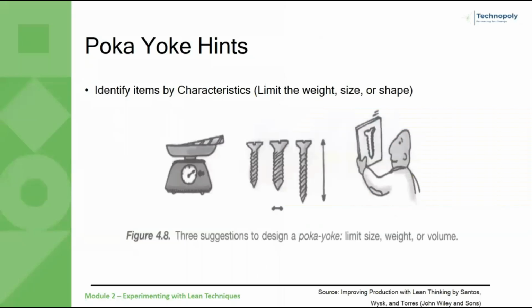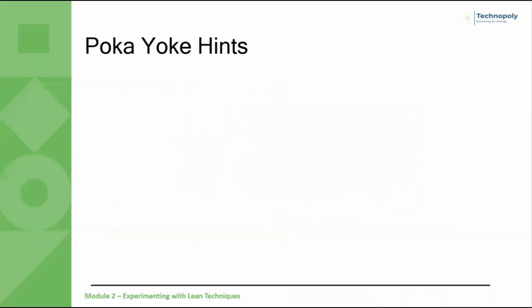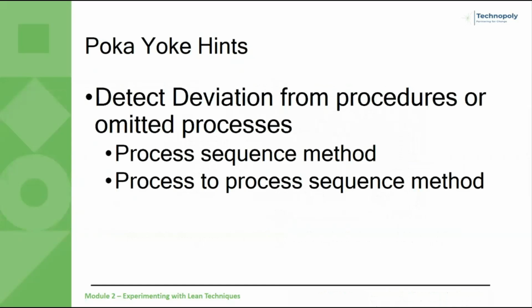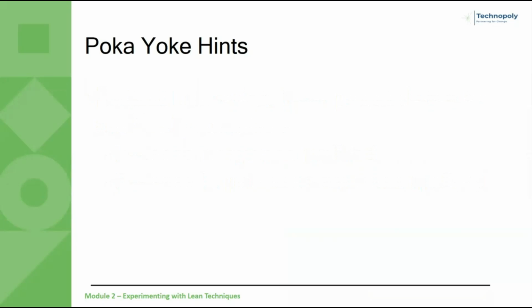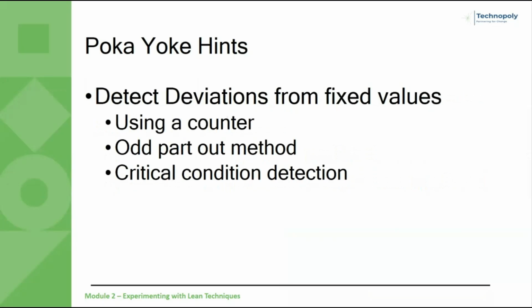Here are some hints in poka-yoke. First, identify items by characteristic. As shown in the figure, it can be by weight, size, or shape. Also, detect deviation from procedures or omitted processes. This can be done in a process sequence method, or in a process-to-process sequence method. In addition to poka-yoke hints, it can detect deviation from fixed values such as using a counter, through an add-part-out method, or even in a critical condition detection.